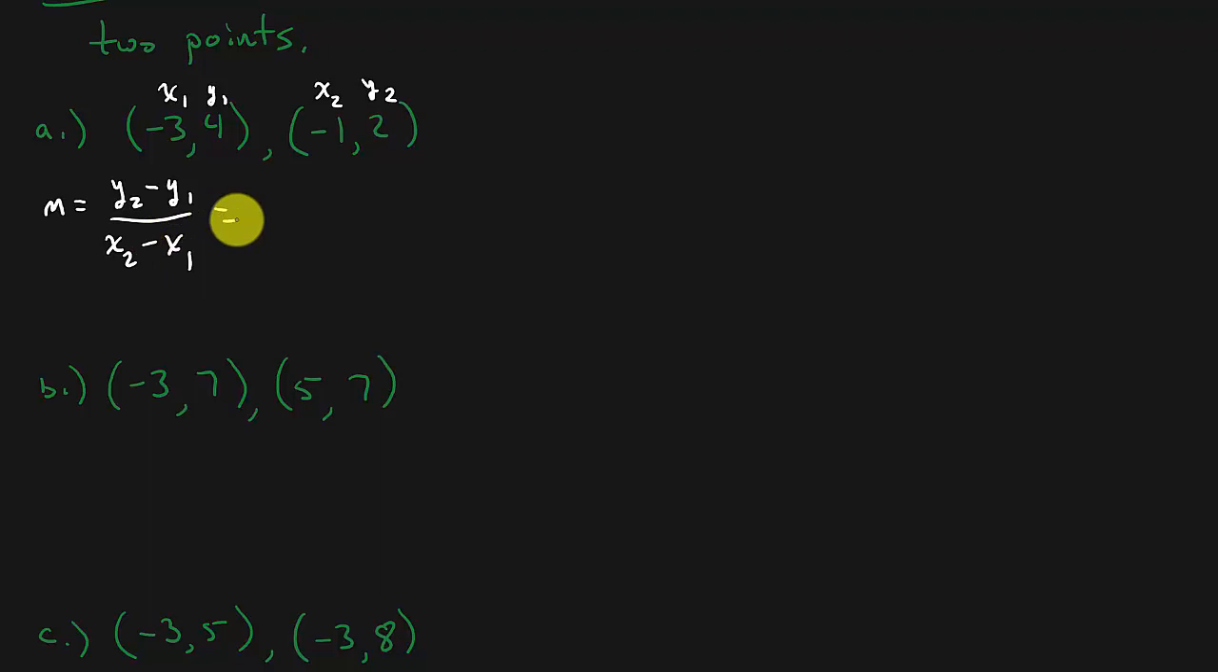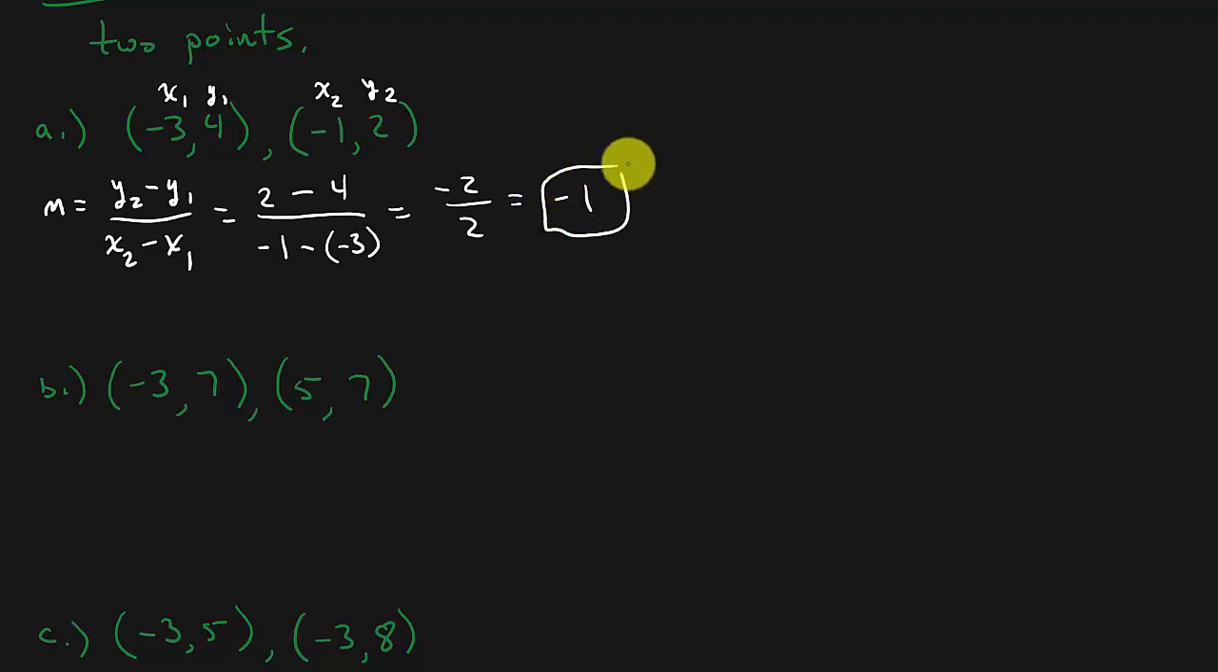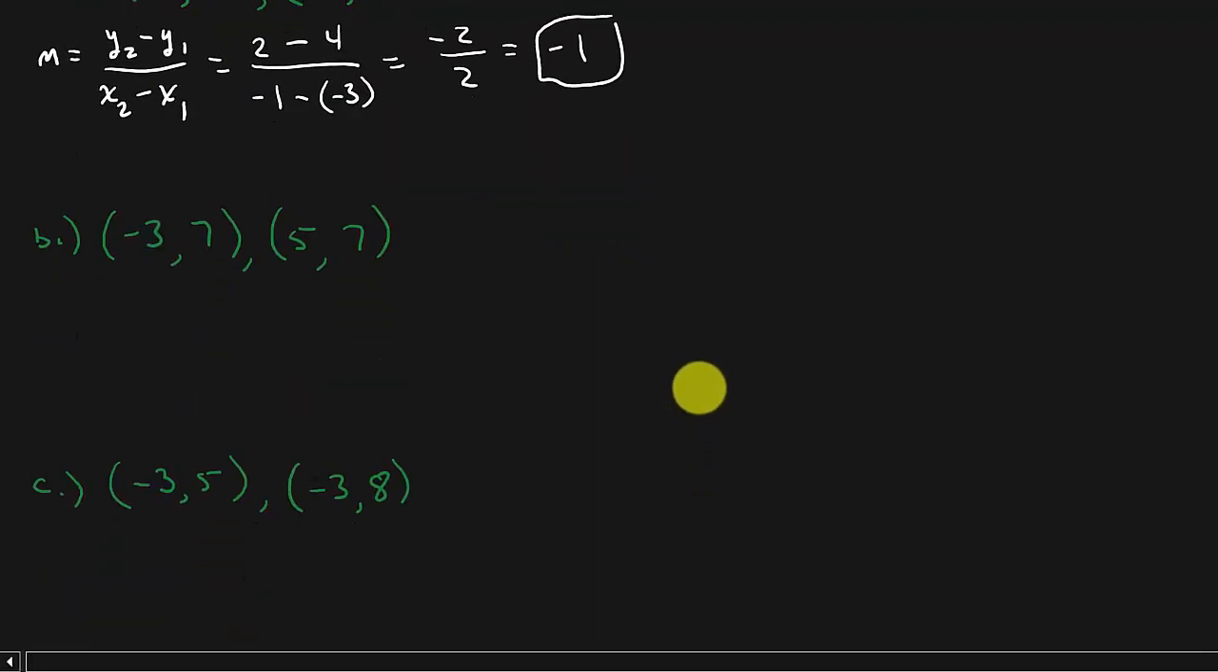So now we just plug them in. y2 is 2, minus y1, which is 4, over x2, which is negative 1, minus x1, which is negative 3. So this is going to be negative 2 over negative 1 plus 3, which is 2, and that's going to give us negative 1. I hope that made sense. There's your slope. Let's look at the next one.